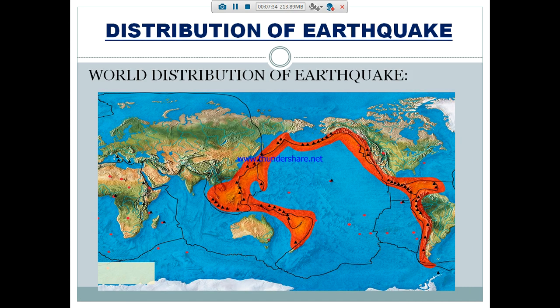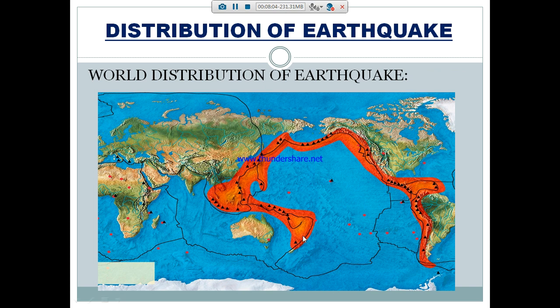And after that, distribution of earthquakes. See here, the distribution of earthquakes coincides very closely with that of the volcanic regions. So wherever there are volcanic regions, earthquakes will also occur there.